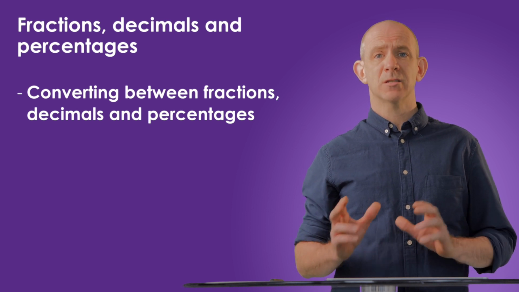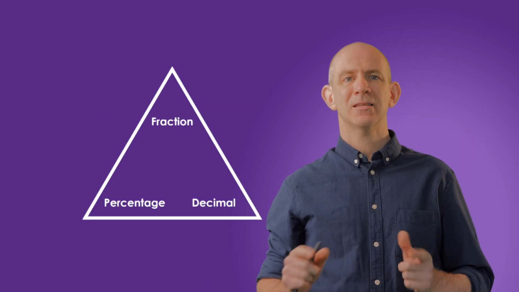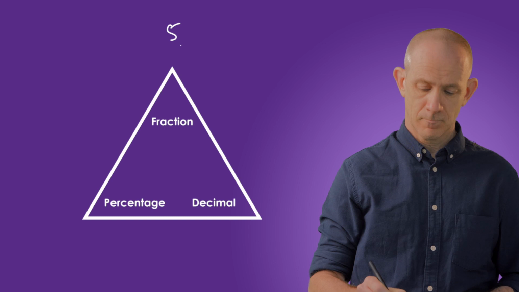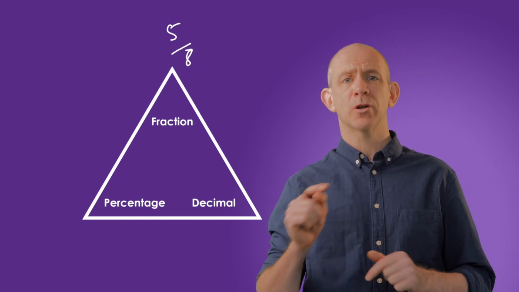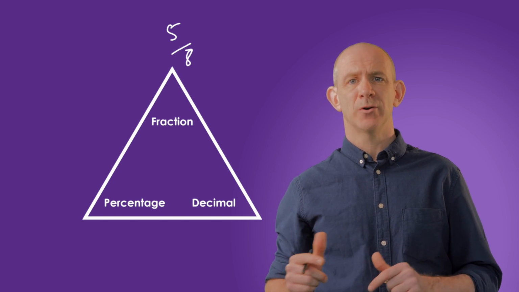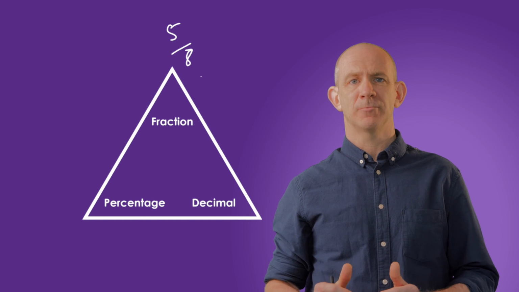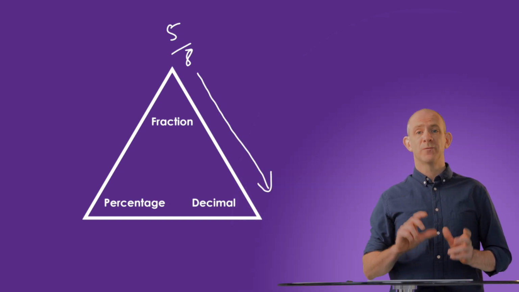These are 3 ways to display values that are equivalent but written in different forms. Let's take this example of a fraction of 5/8. Firstly, we'll move clockwise around this triangle to convert this into a decimal, then a percentage, and back into a fraction. So to move from 5/8 to a decimal, we're going to divide the 5 by 8.